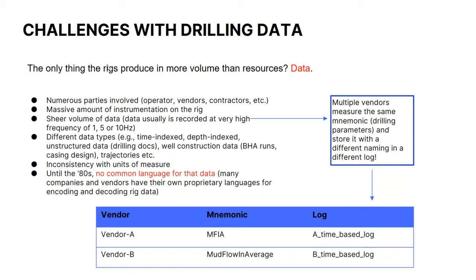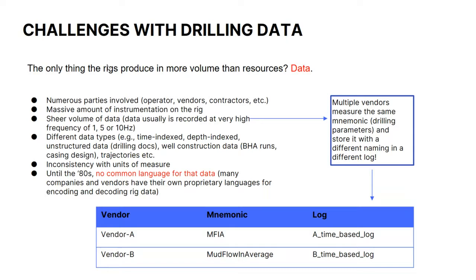We have, again, a massive amount of instrumentation on the rig. And each instrument is basically providing data continuously. So again, the sheer volume of data is enormous, especially if you consider the high frequency of this data. Imagine having months' worth of drilling data from all sorts of instruments and all sorts of parameters. Like you have months of information from mud flow in, mud flow out, pit volume, hook load, RPM, ROP. There are so many mnemonics we monitor while drilling, and that produces so much data that really screams for a standardization that everybody agrees on so that we can process it.